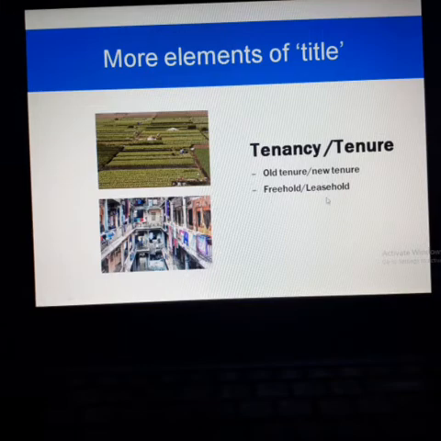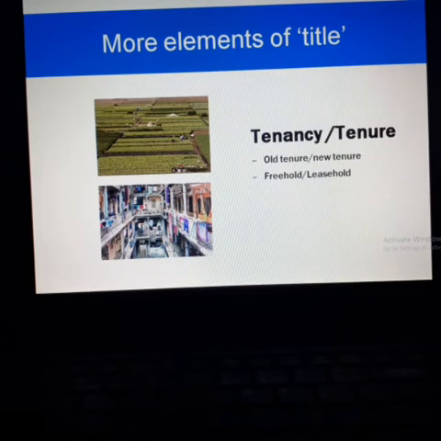Another type is the freehold and the leasehold property. Freehold land is again something very similar to old tenure land, where there is no restriction on holding or transfer of land, whereas in leasehold land there is a lease attached to the land, in which it becomes very difficult to sell that land, because these are long-term leases, 30 to 50 years or more.